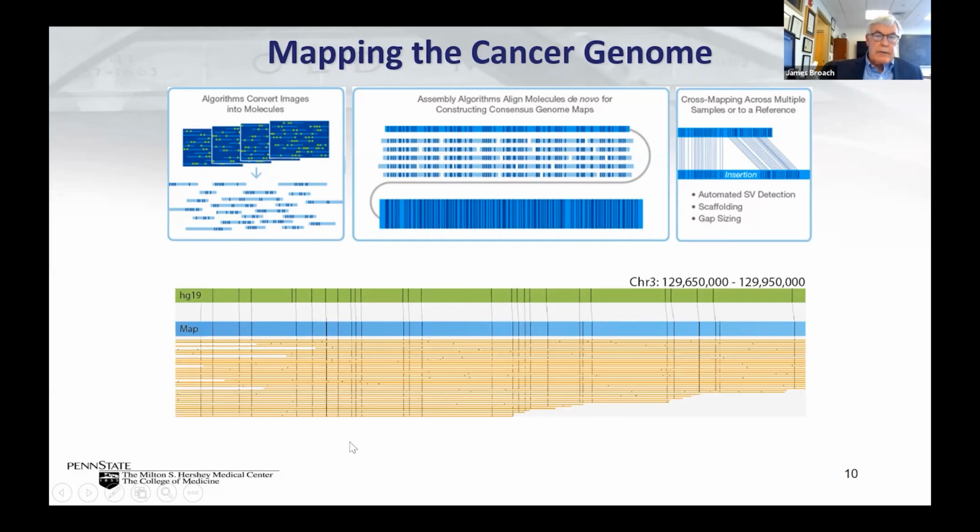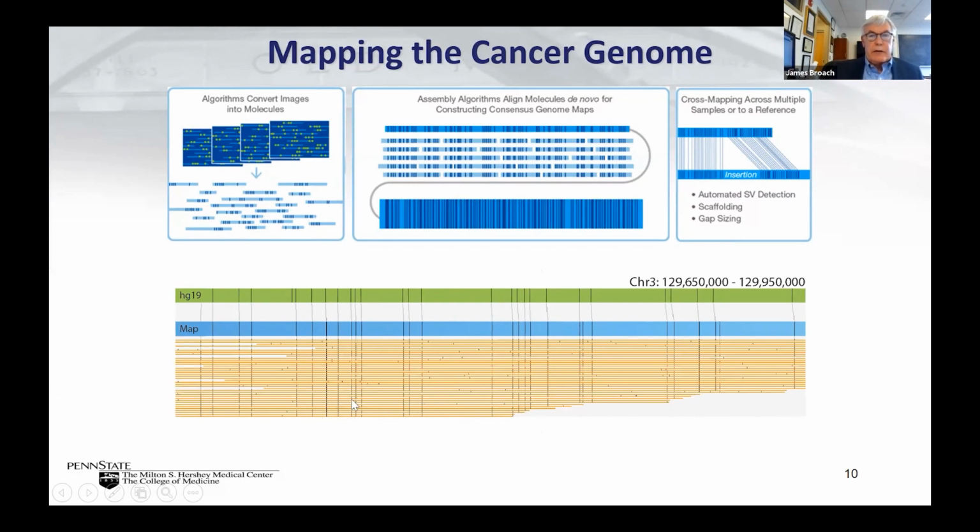And this is the assembly that we would get from that approach. So each one of these orange lines at the bottom of the figure is a DNA molecule where the black ticks are the presence of that fluorescent marker.